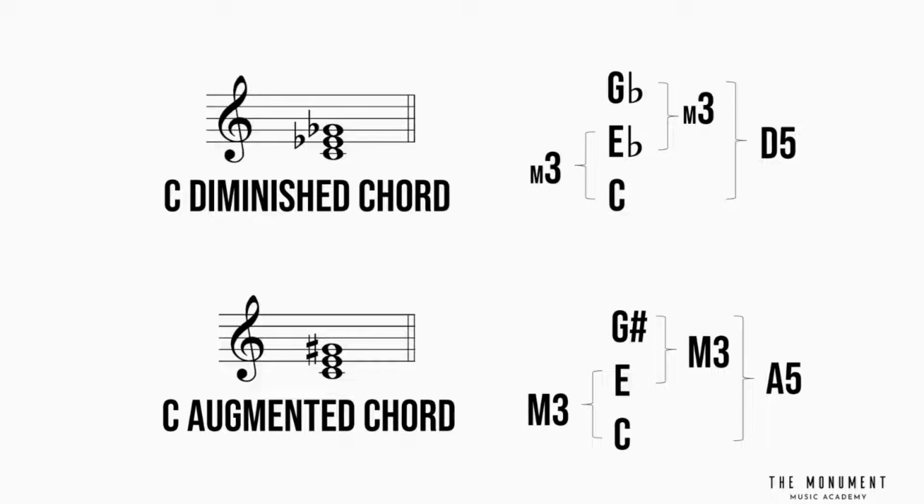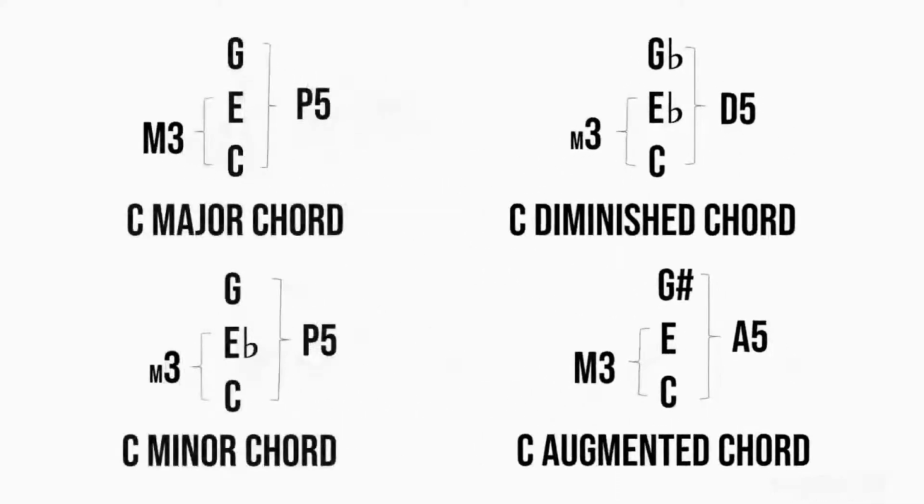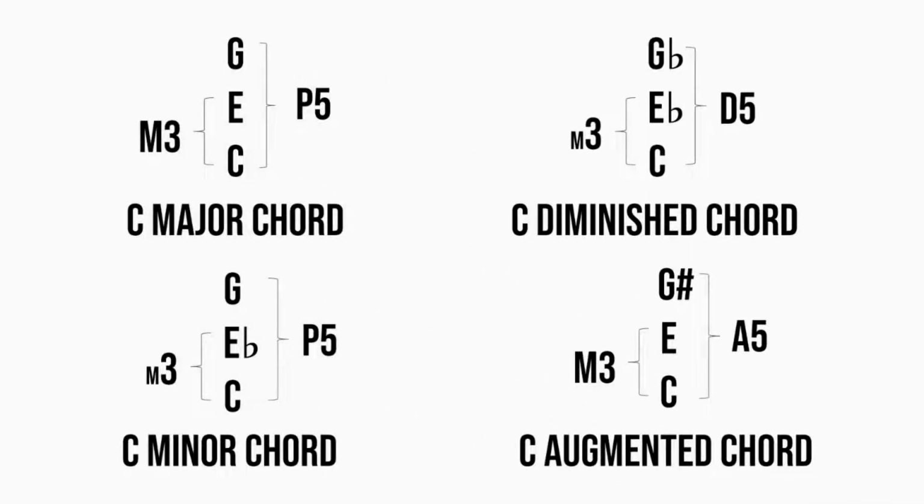Like the diminished triad, this chord is also highly dissonant and unstable. To summarize, we can create up to 4 types of triads by altering the intervals between the notes this way. Here's how to create each quality from a C note as the root.